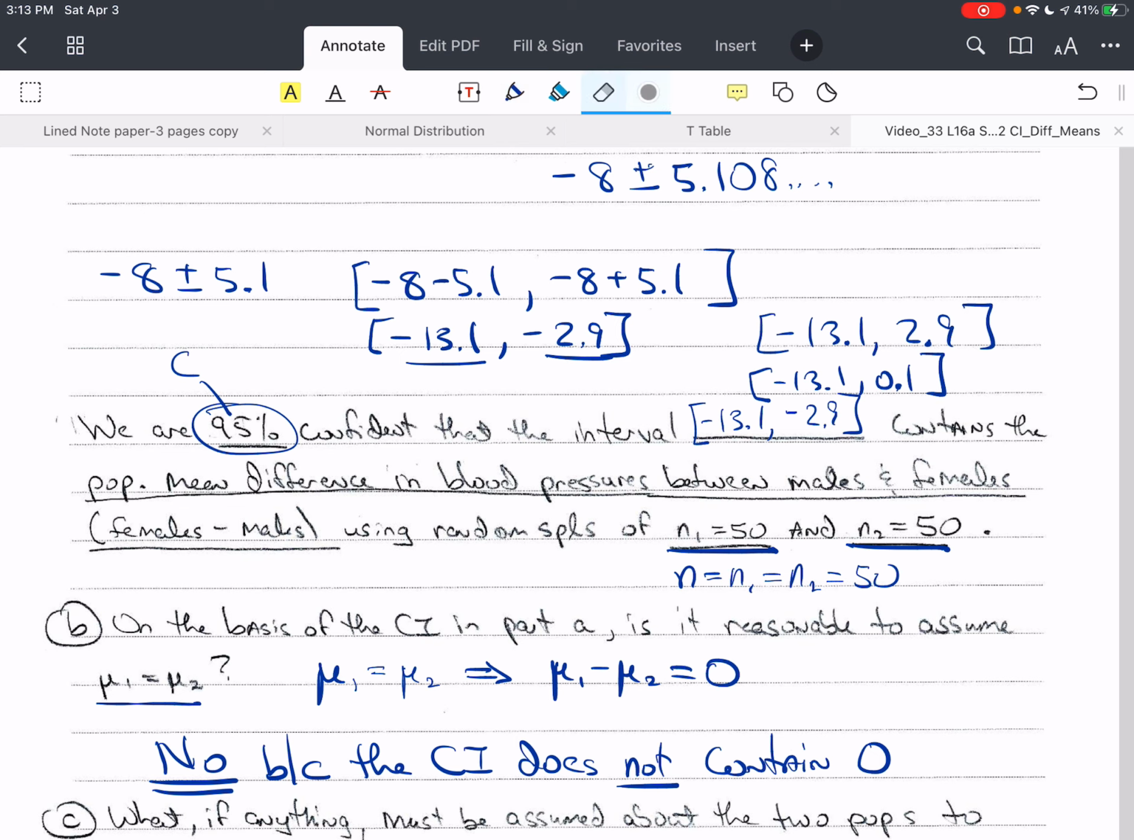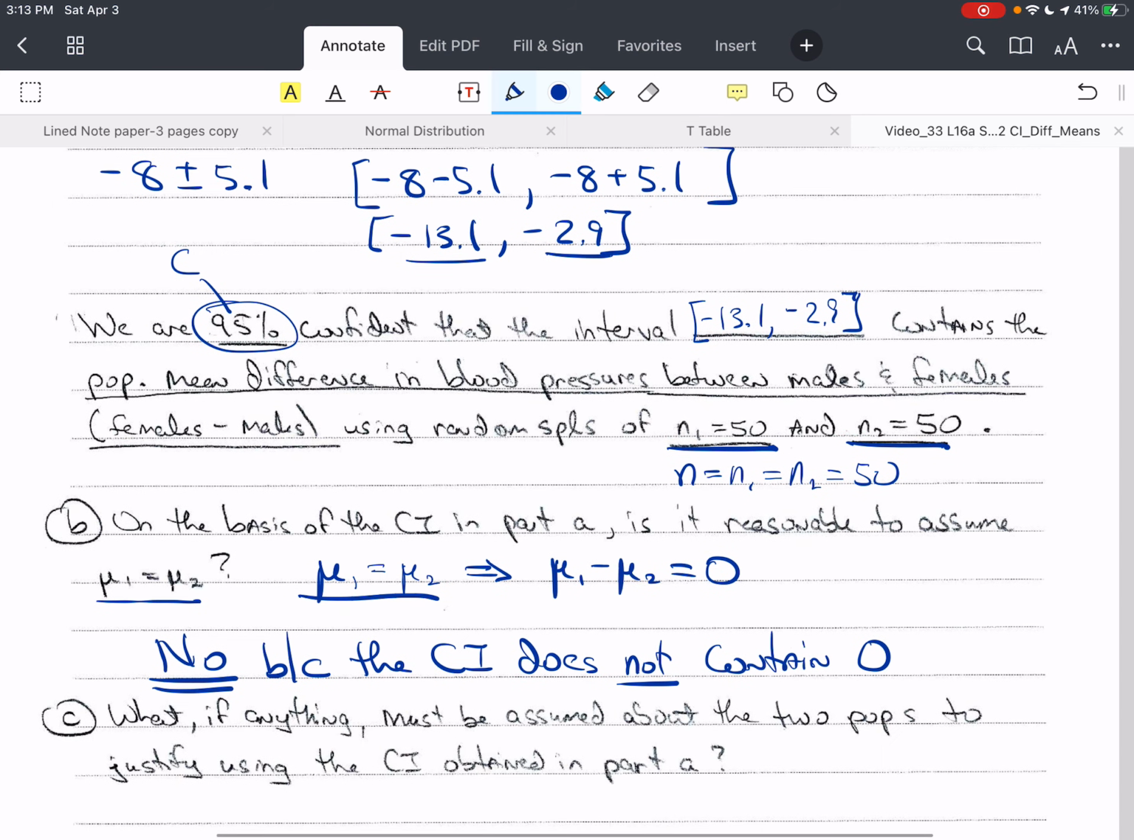Okay? So let me erase the ones that aren't real here so that we make sure. Oh, I erased the wrong ones, didn't I? I want to erase this one. There we go. Okay, so as long as 0 is anywhere in the confidence interval, then we can say that mu1 is equal to mu2 at C confidence level.